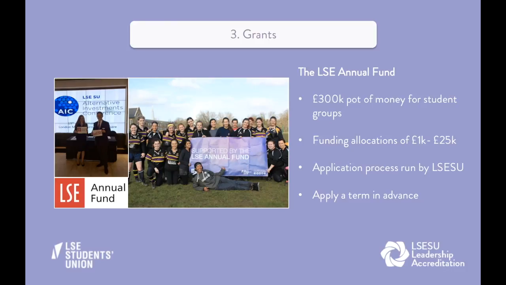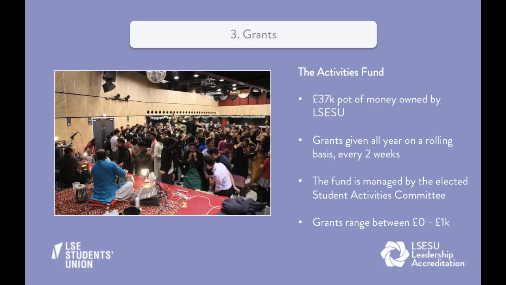Importantly, you need to apply a term in advance of when your project is taking place. So, for example, if your project is taking place next Michaelmas term, you would apply during the application window the previous Lent term. The Activities Fund is a pot of money of around £37,000 that's owned by the Students' Union.